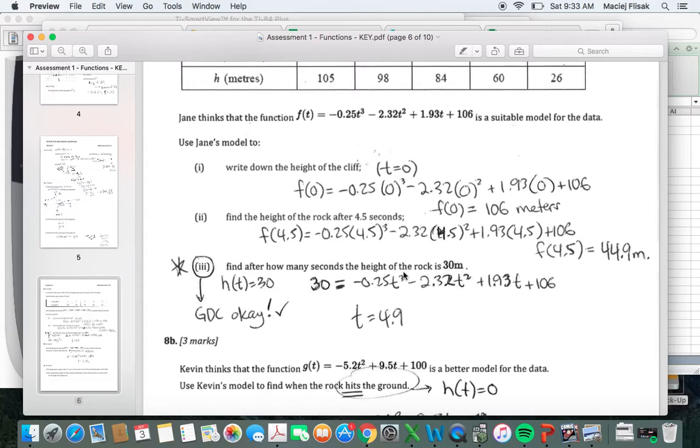This question has nothing to do with the time. We weren't given the time. We're actually going to find the time, because it says after how many seconds. So that's the unknown. The thing we want to know is the time. The thing we do know is the height of the rock. So the height of the rock is 30.